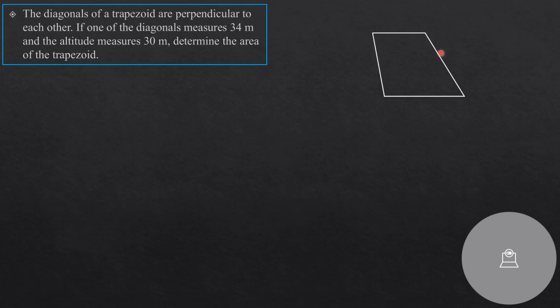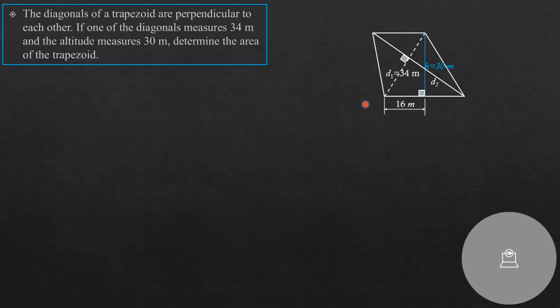So this is the trapezoid, and one diagonal is 34 meters. This is the altitude, which is 30 meters. And let's draw the other diagonal. But before that, we know that this is a right triangle, and to solve for this side, this is the square root of 34 squared minus 30 squared by the Pythagorean theorem. So this is 16 meters. Again, 16 is the square root of 34 squared minus 30 squared. So this is the other diagonal.